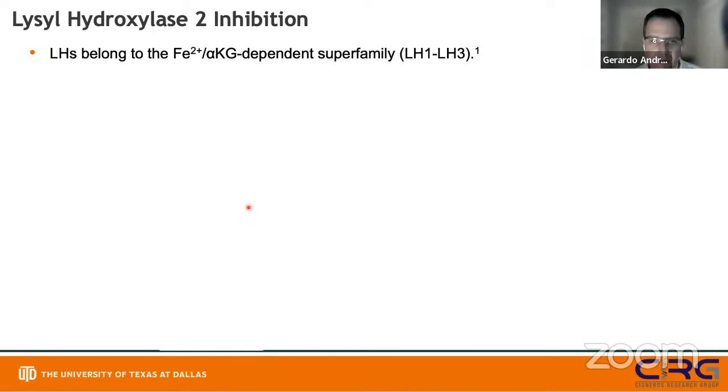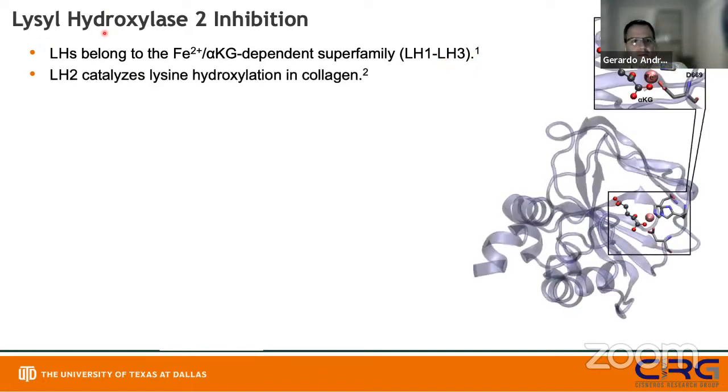Now I'm going to switch gears a little bit. I'm going to tell you about drug development. So another enzyme which belongs to the alpha-KG iron(II) superfamily is called lysyl hydroxylase 2. There are 3 enzymes in this family, LH1 through LH3. We're going to concentrate only on LH2.